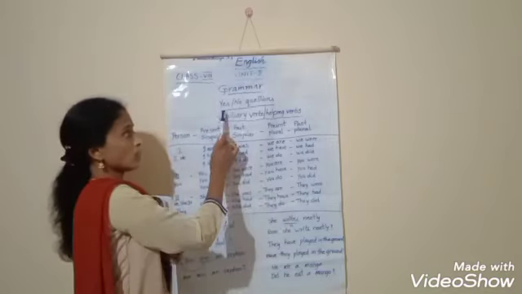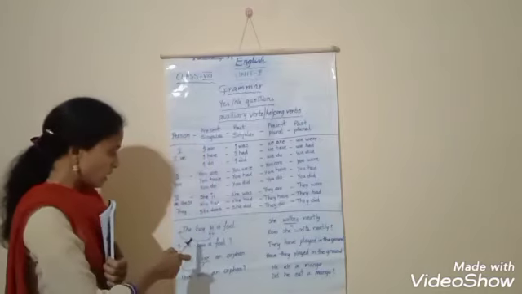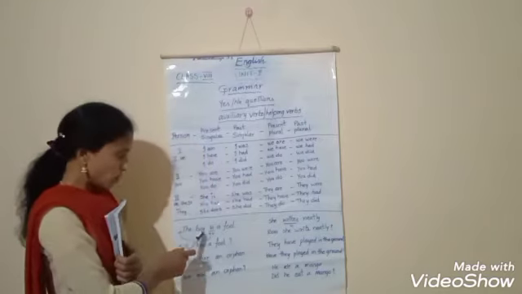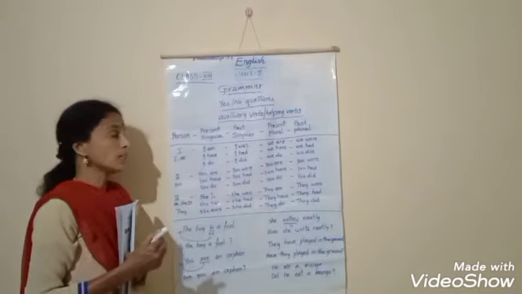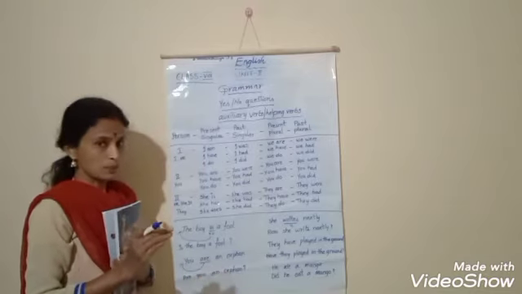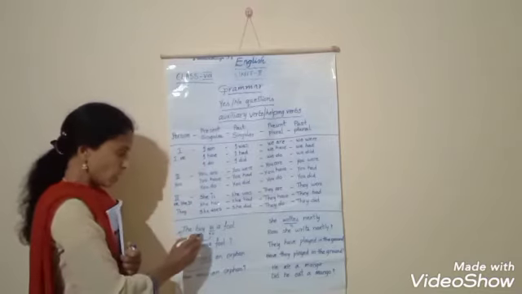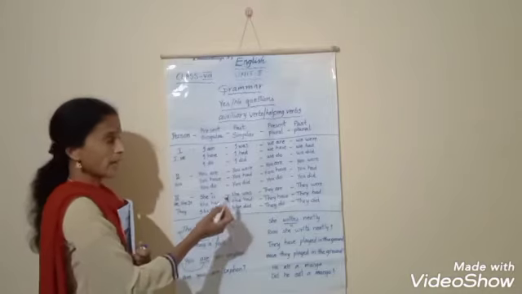Now let us see our topic, yes or no type questions. How can we make yes or no type questions? Here you can see in this sentence, the boy is a fool. So here we can easily make yes or no type questions using any of the auxiliary verbs. The boy is a fool. What is 'is'? It is a helping verb or auxiliary verb.